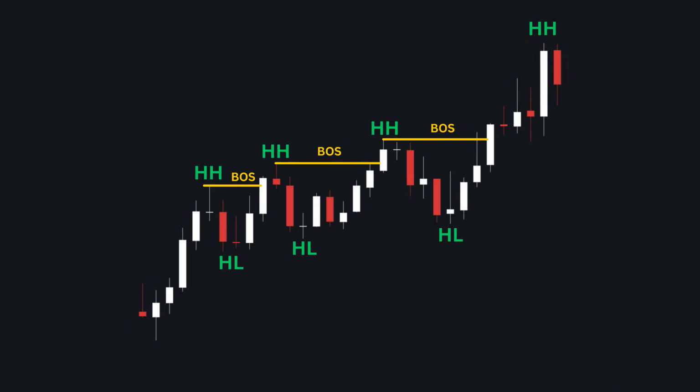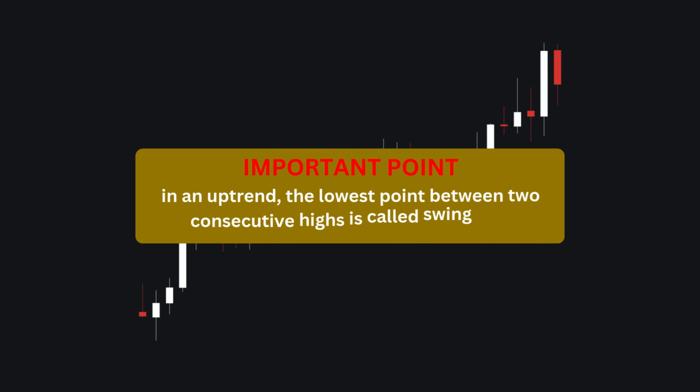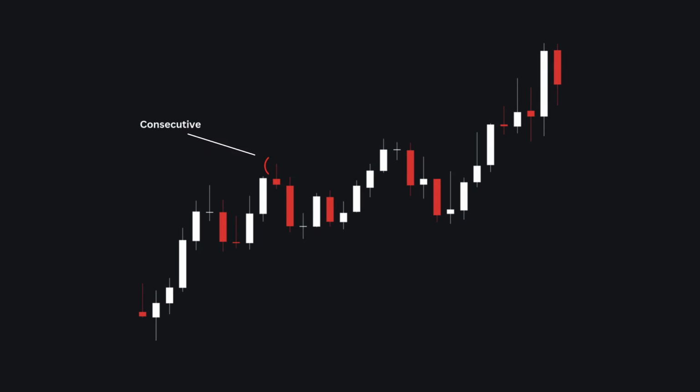On the other side, if a candle breaks and closes below the higher low, we call it a change of character, indicating a possible trend change. Here's an important point. In an uptrend, the lowest point between two consecutive highs is called a swing low. Look here, we have two consecutive highs, so the lowest point between these two highs will be our valid swing low.